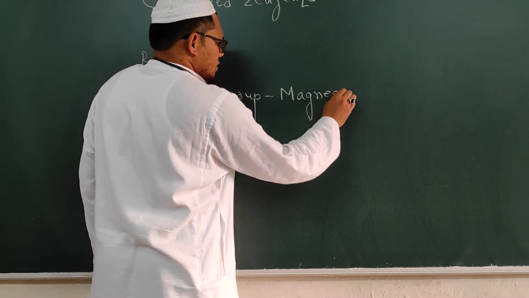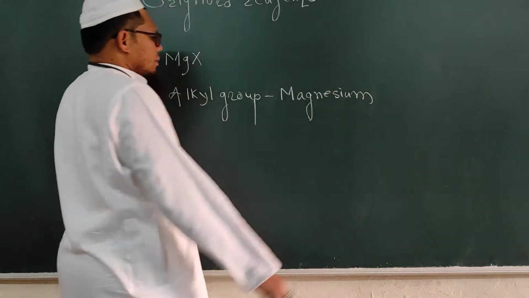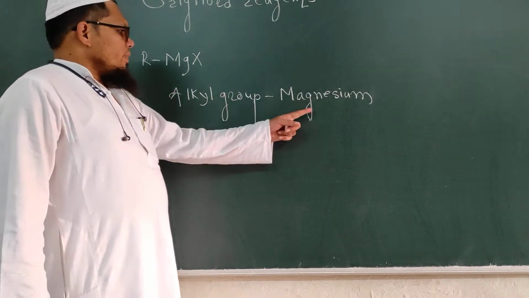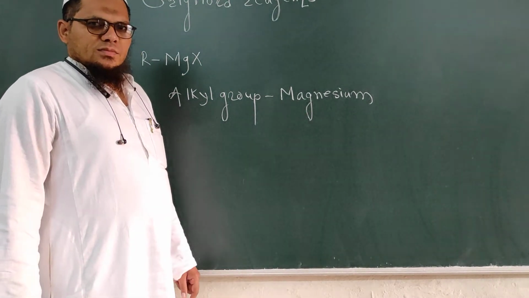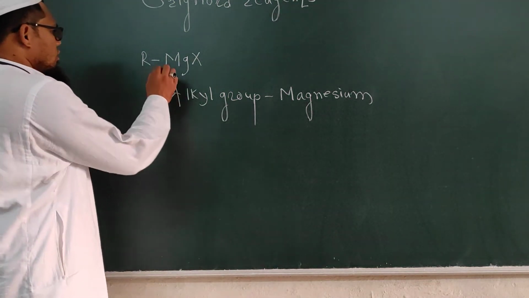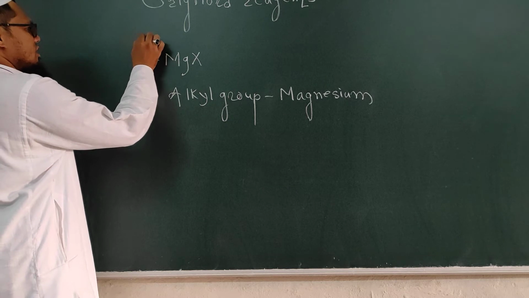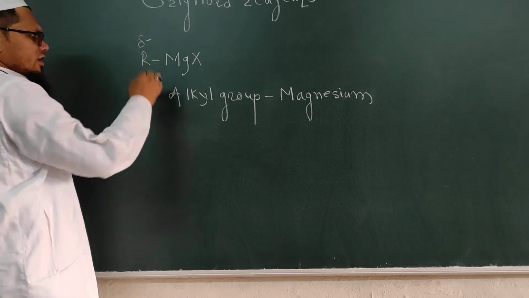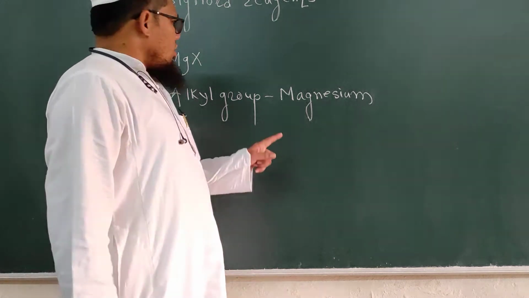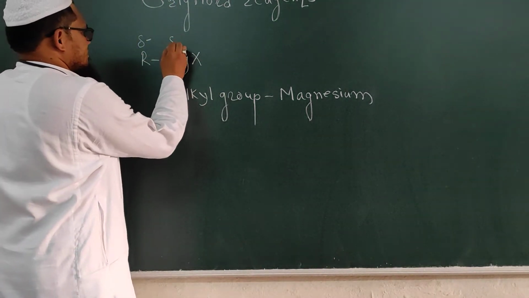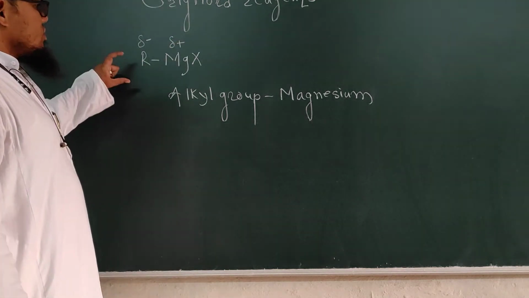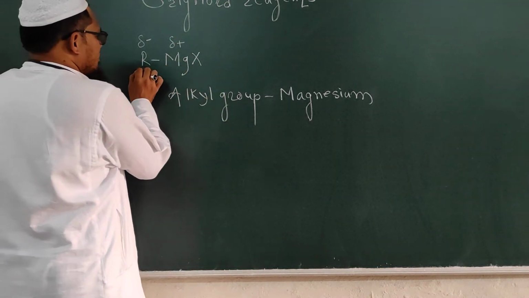Now this alkyl group or carbon atom is more electronegative as compared to the magnesium atom. Being more electronegative, it will pull electrons towards itself. Therefore, it will have a delta negative charge and the delta positive charge will remain on magnesium. In this way, this is about the polarity of the RMgX molecule.